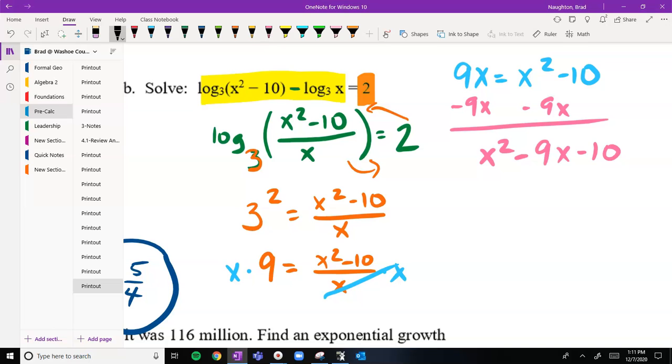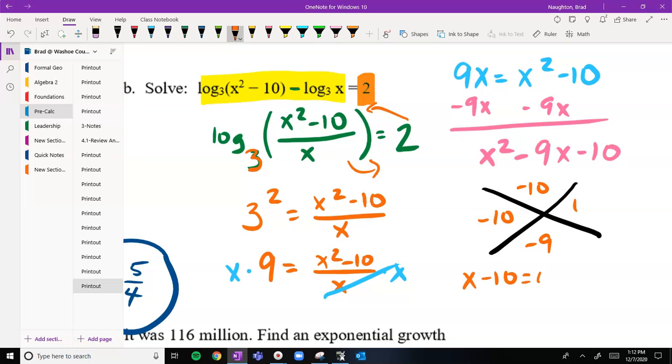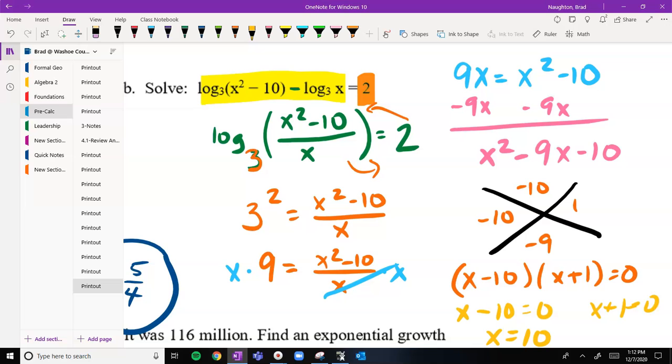So we need to factor this because it's an x squared. The two numbers that multiply to negative 10 and add to negative 9 would be negative 10 and a positive 1. So x minus 10 is equal to, oh, skipping steps, I apologize. x minus 10 equals 0 and x plus 1 equals 0. So x equals 10, and x equals negative 1.